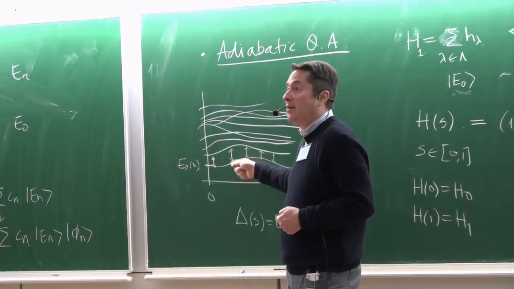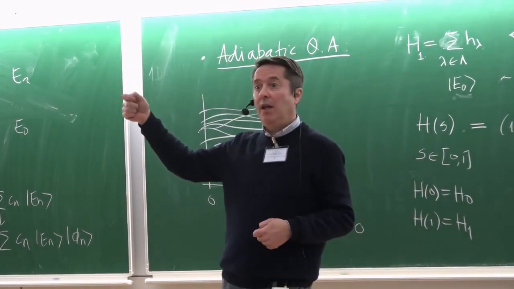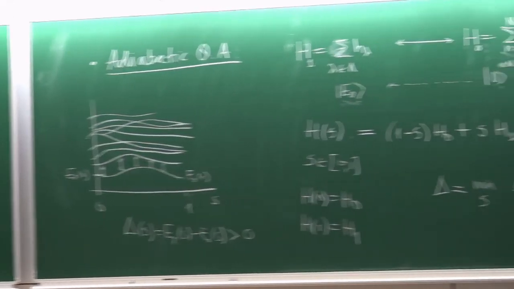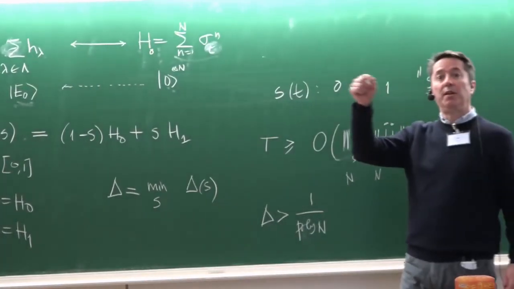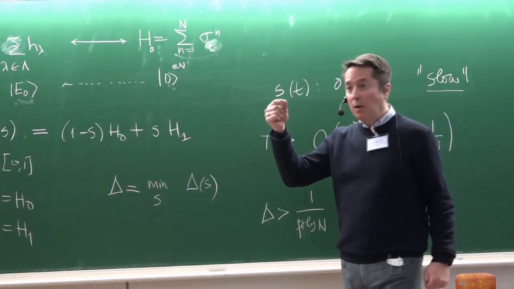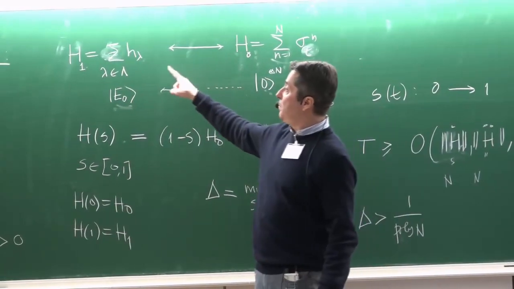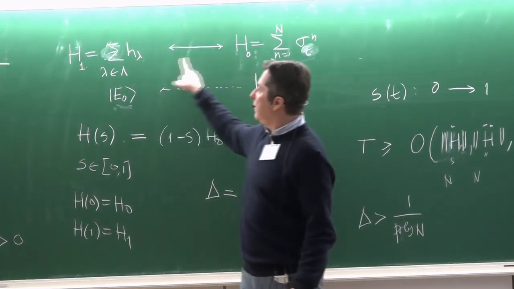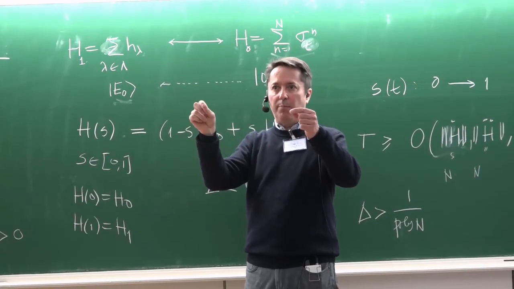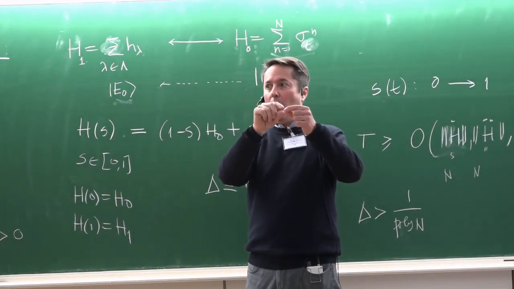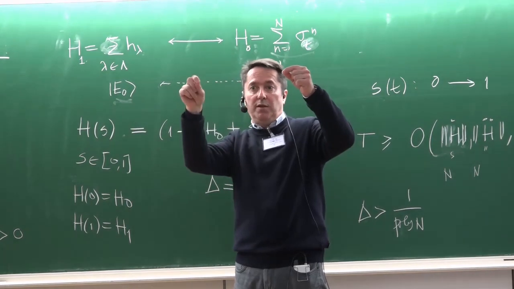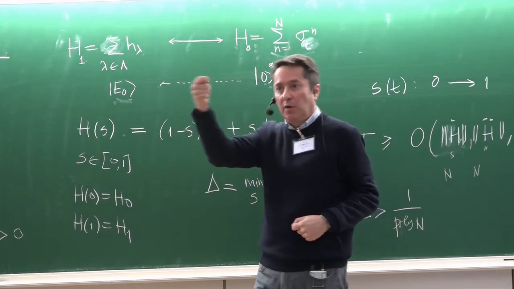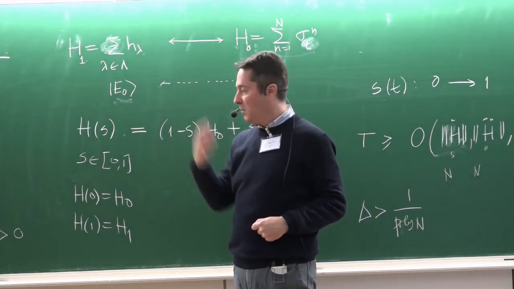Now, the question there is that these problems are typically NP-hard, and this means that the gap for those problems will decrease like 1 divided by exponential in n. So the time will be exponential. And now it depends on what path you take. So maybe there is some Hamiltonian for which the path is such that the gap closes exponentially. And there is another Hamiltonian for which you have a path for which it closes only polynomially, in which case you would be able to solve this optimization problem efficiently.